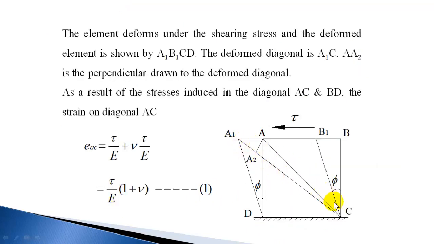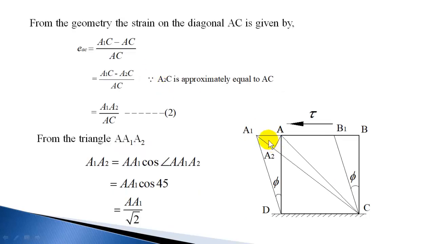So as a result of tensile stress induced on diagonal AC and compressive stress induced on diagonal BD, you are getting a strain on the diagonal AC as tau by E into (1 plus nu). So this is one of the equations. Now let us consider the geometry.